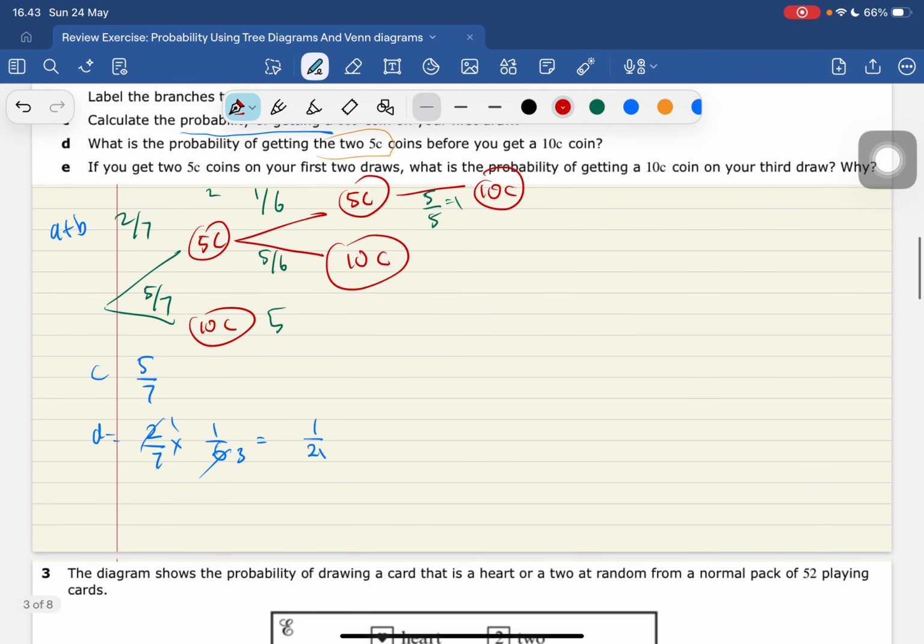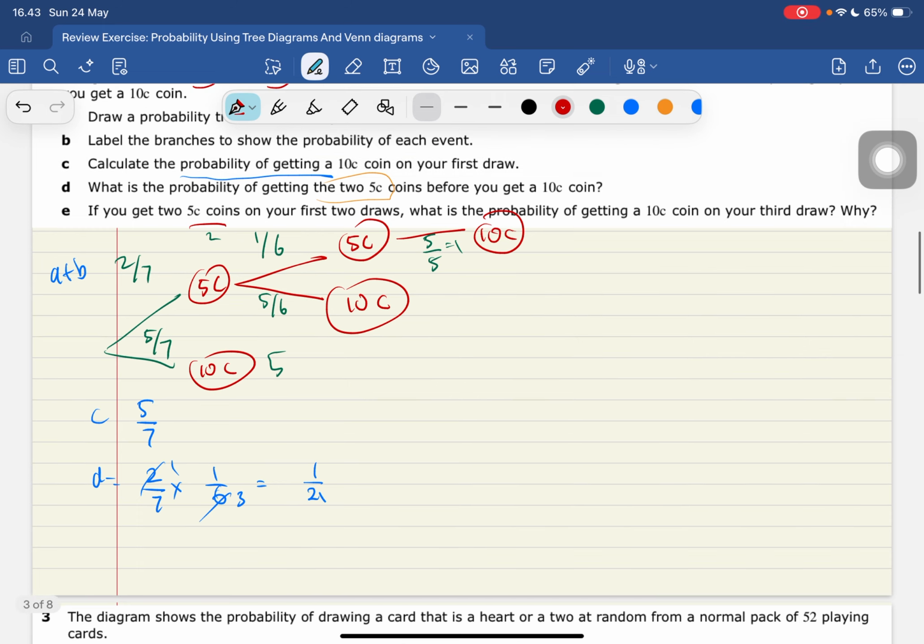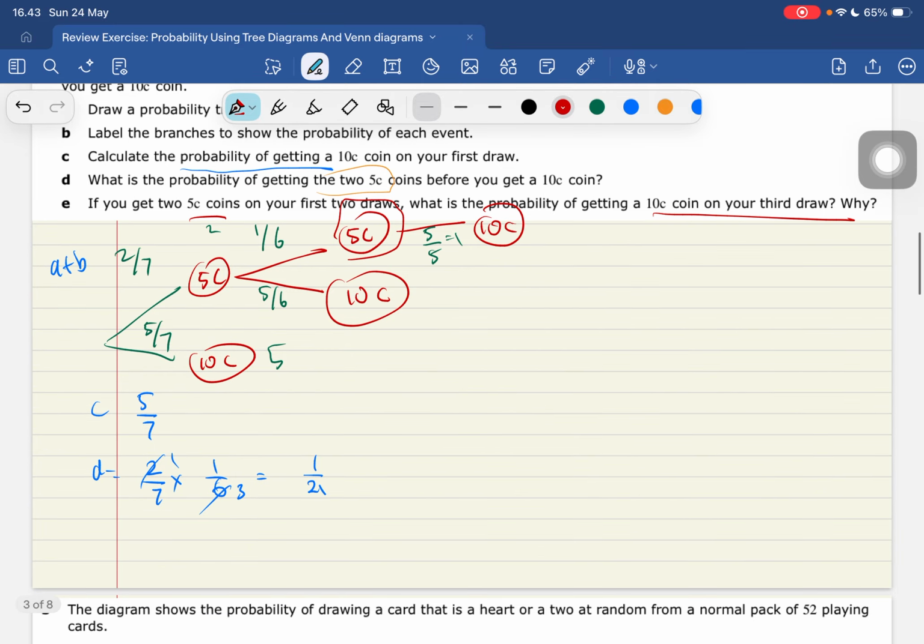The last, E: if you get 2 5 cent coins on your first 2 draws, what is the probability of getting a 10 cent coin on your third? Yeah, here the 2 draws. So the probability is gonna be 1. Why? Because there are no 5 cent coins left. Because we took 5 cent and 5 cent first and then the second draw.